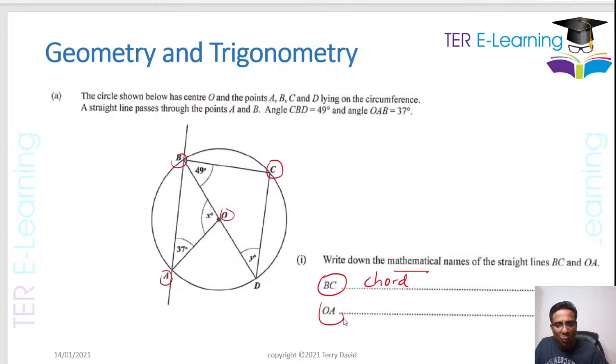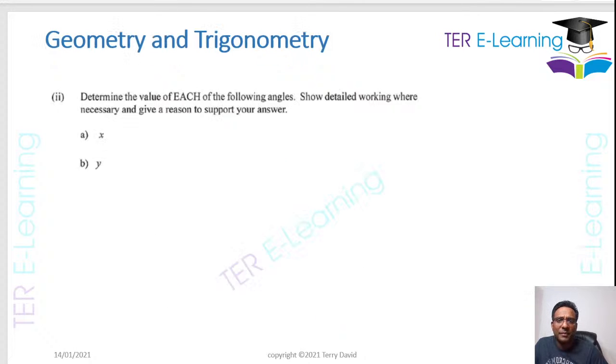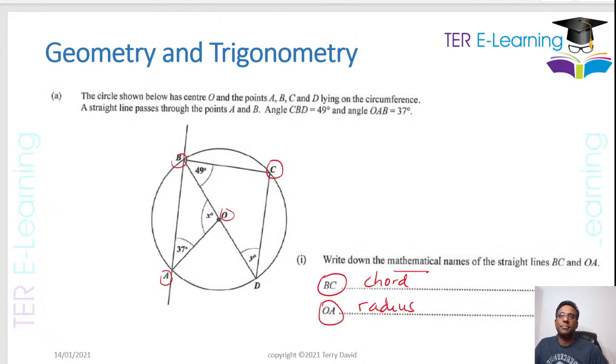So therefore OA has to be the radius of the circle, right? So they're trying to see if you know the terms when it comes to the geometry of a circle. Next thing, what do they want here now? So they want you to figure out the angles X and Y, and they want you to give reasons to support your answer.